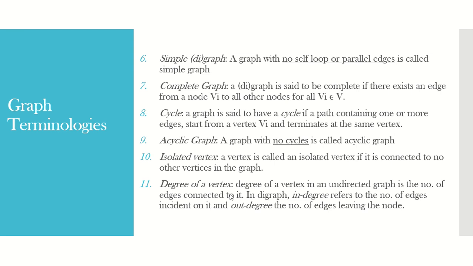In degree and out degree apply only in the case of a directed graph. In the case of an undirected graph, you only have one thing, and that is called degree, which talks about the number of edges connected to that particular vertex. But when you talk about a directed graph, you have in degree and out degree. In degree is the number of edges that come into that vertex, and out degree is the number of edges leaving the vertex.